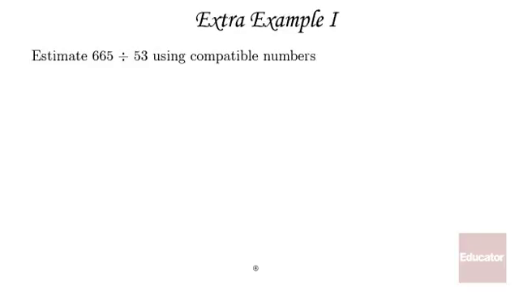Estimate 665 divided by 53 using compatible numbers. So by compatible numbers, they want me to find two numbers that will divide evenly and easily. 665 is very close to 650, and 53 is very close to 50. So I know that those two can divide very easily. And 5 goes into 65 13 times, and there's your answer. So notice that when you choose two numbers that are easy to work with, you can find your answer quickly.